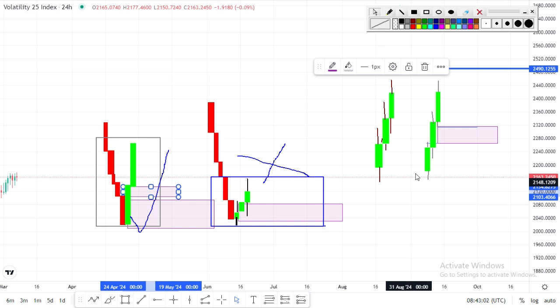I hope we are good. You can clearly see the example here. In this one, there is no overlapping. That's why we have a gap. Here there is overlapping between the third and the first candle. So this is exactly what our order block is.